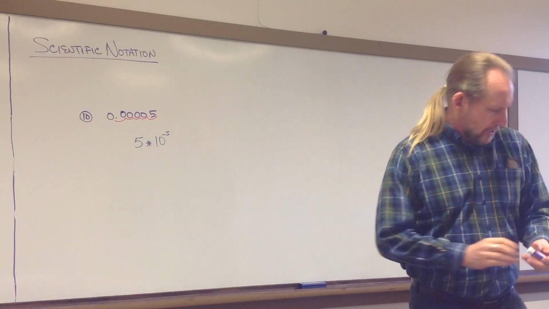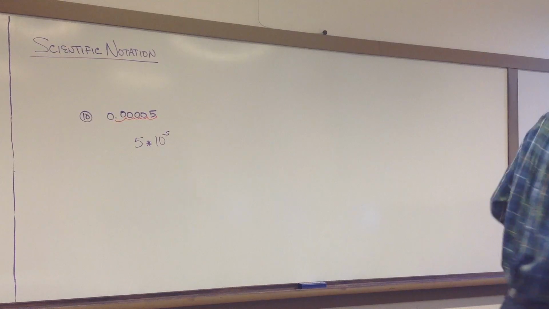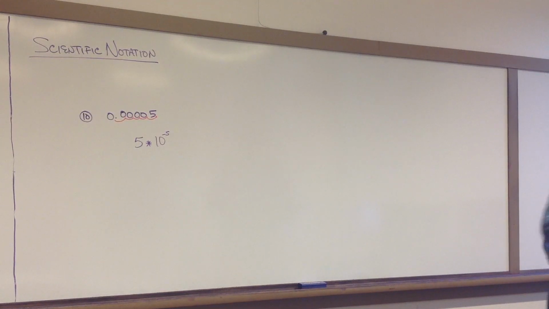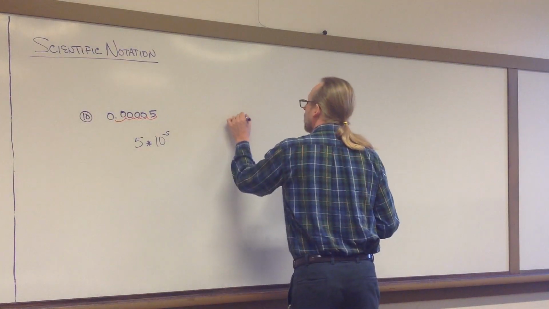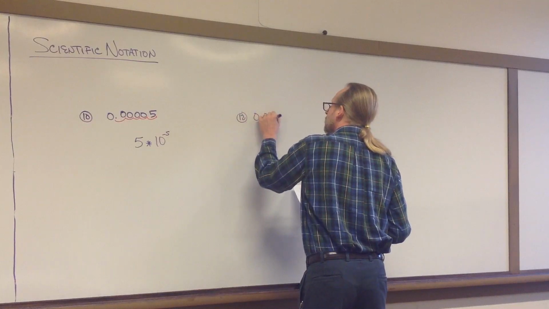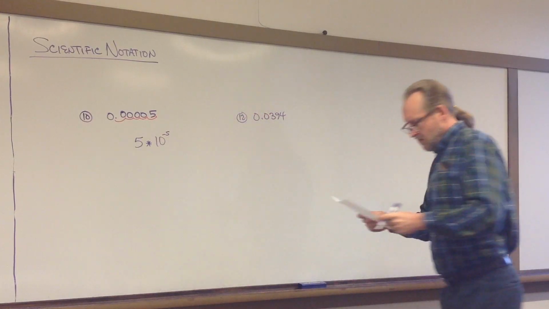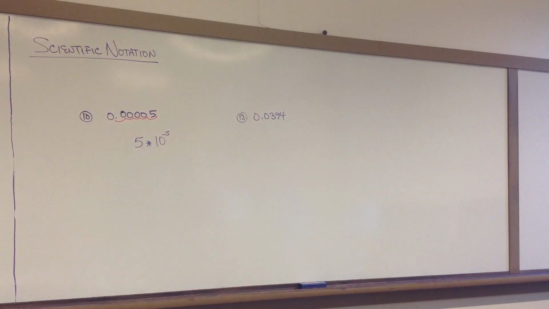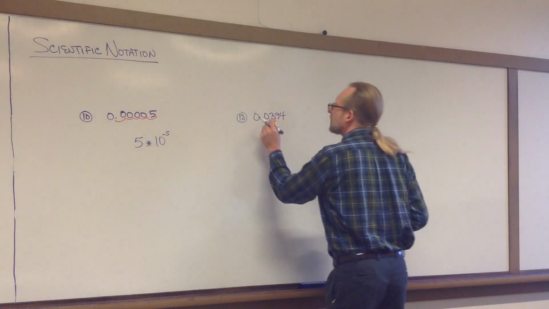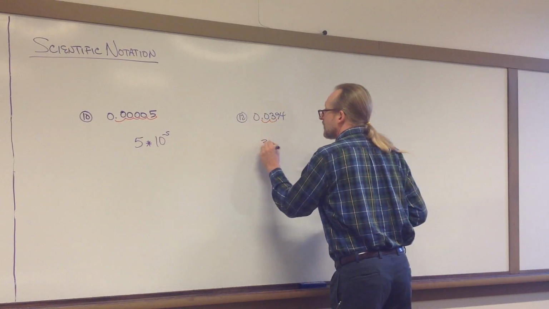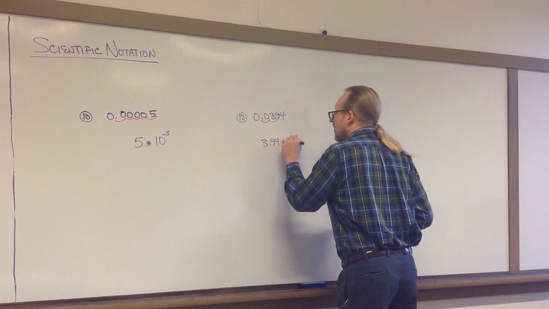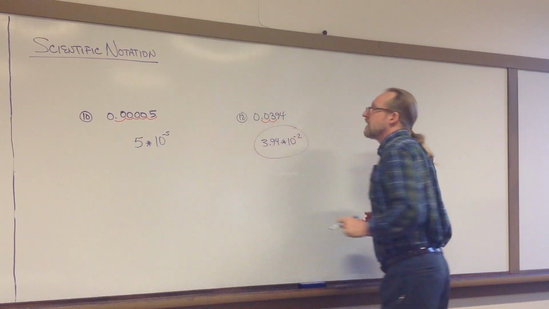All right, let's see here. Problem 12, 0.0394. That's 1 millimeter is equal to 0.0394 inches. And so we would just go 1, 2 places. And that would give us 3.94 times 10 to the negative 2 power.